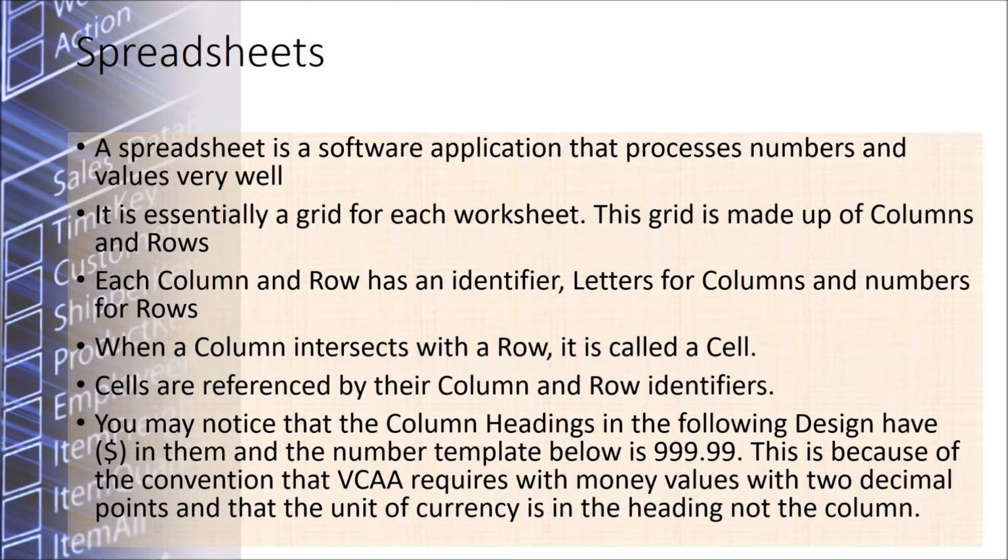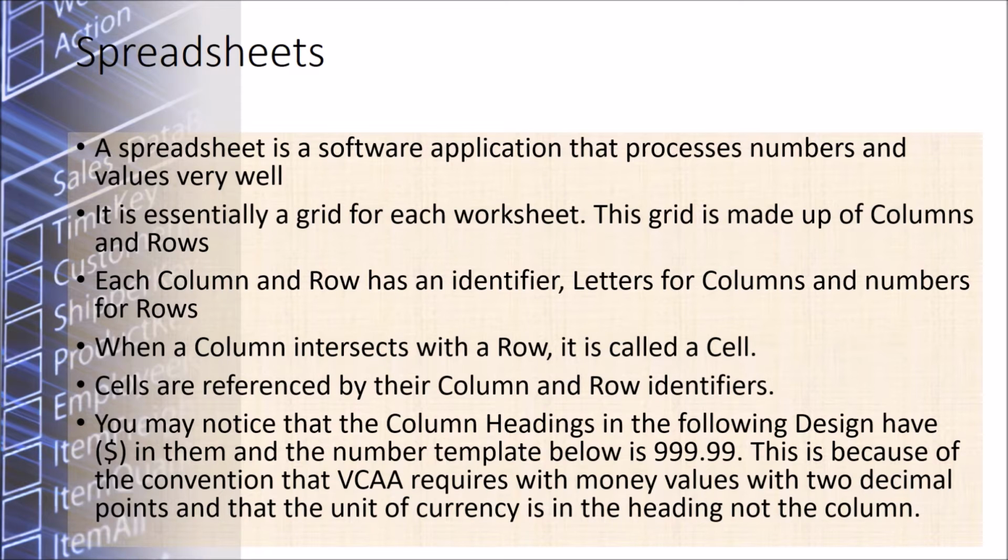Each column and row has an identifier, letters for columns and numbers for rows. When a column intersects with a row, it's called a cell. Cells are referenced by their column and then row identifiers. We've already talked about this. If you want to find more on this, you can look at the Introduction to Excel 2016 tutorial that will indicate how a spreadsheet is designed and how you can carry out some basic functions.